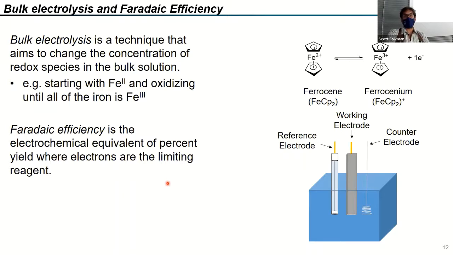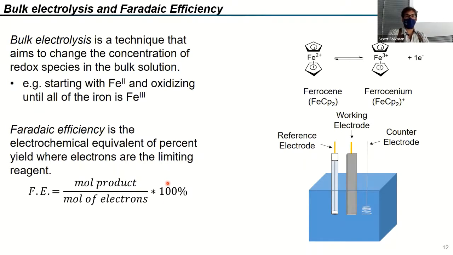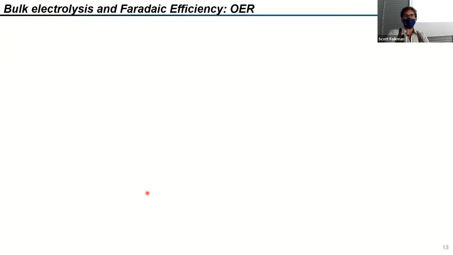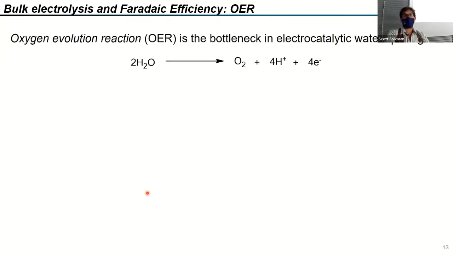The percentage of that is the Faradaic efficiency. So it's the mole of product divided by the mole of electrons times 100%. Obviously, we all want 100% Faradaic efficiency, just like in all of our reactions, we want 100% yield. So taking an example, one that we may be very familiar with is the oxygen evolution reaction.